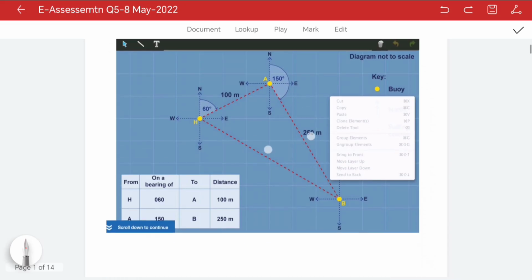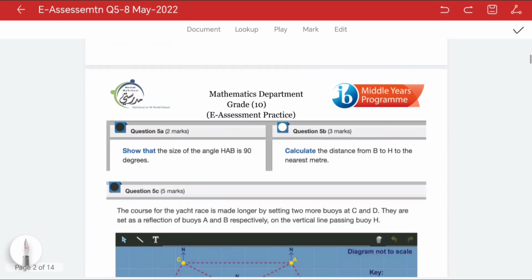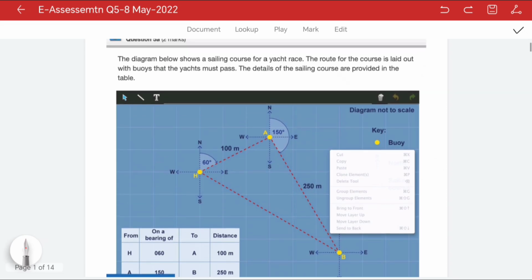The question, part a, is to show that the size of angle HAB is 90. We know it is 90, but we have to prove how. Look here, first thing, this line is parallel. If this line is parallel, which angle is it? Alternate angle. So this alternate angle is 60, we understand.